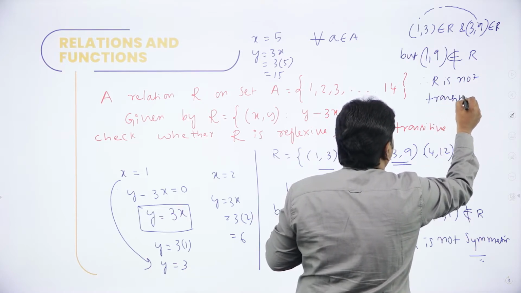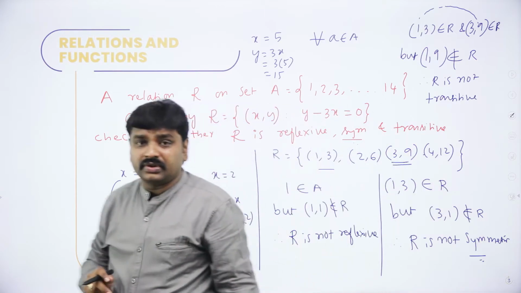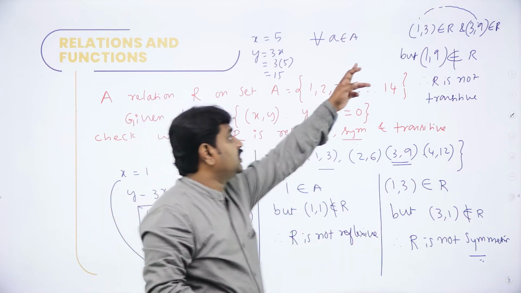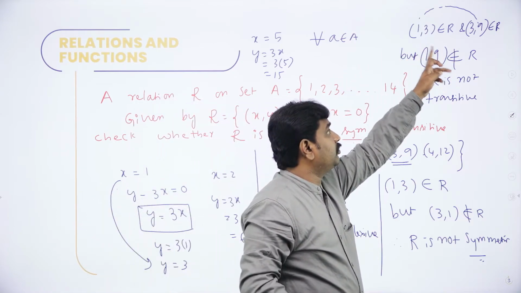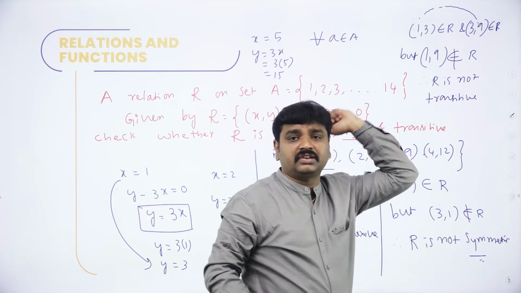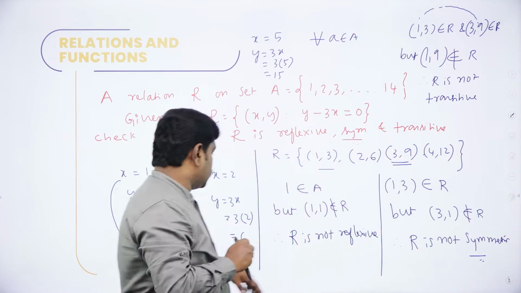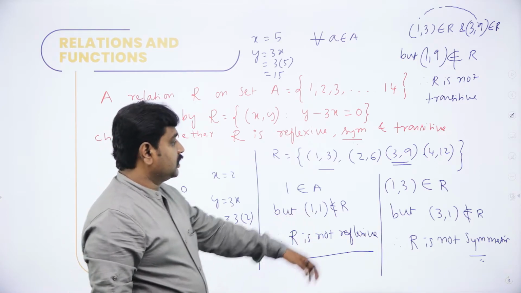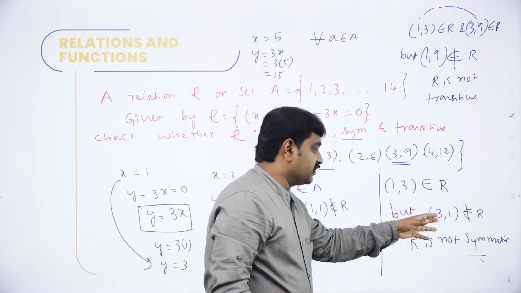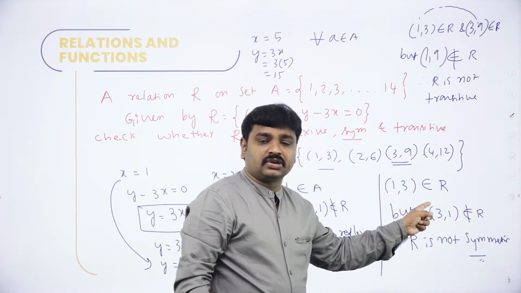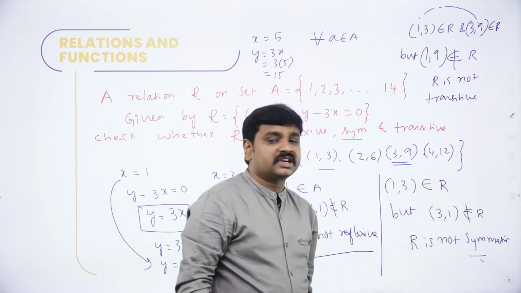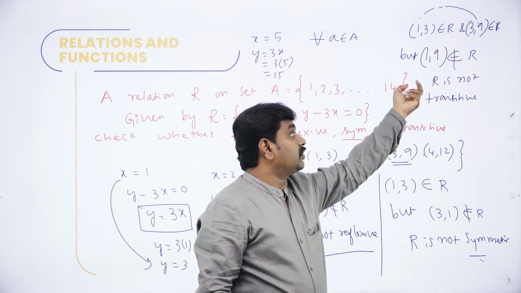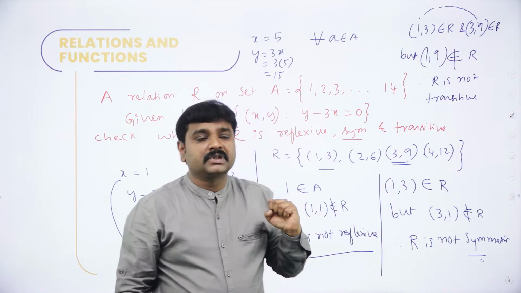R is not transitive. So all of you know what is transitive. If first is related to second and second is related to third, then first and third should be related. Here 1 is related to 3 and 3 is related to 9, but 1 and 9, first and last, is not related. Therefore, it is not transitive. Could you understand it is not reflexive because 1 1 does not belong to R. One pair is there, 1 3, but its reverse 3 1 is not there, means A is related to B, but B is not related to A. Therefore, it's not symmetric. At the same time, 1 is related to 3 and 3 is related to 9, but 1 is not related to 9. Therefore, it is not transitive.